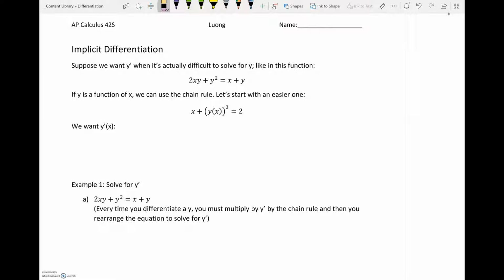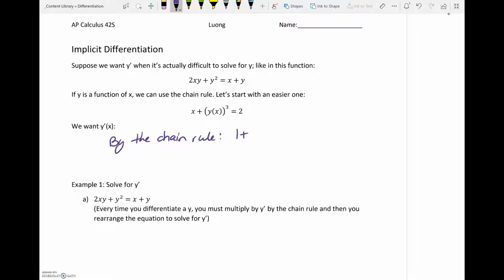However, let's try with an easier equation and try to take the derivative to get y prime. Well, we can probably use the chain rule here to do this. And let's see how this can be done. So by the chain rule, we're going to differentiate every single term. So the derivative of x is just 1.